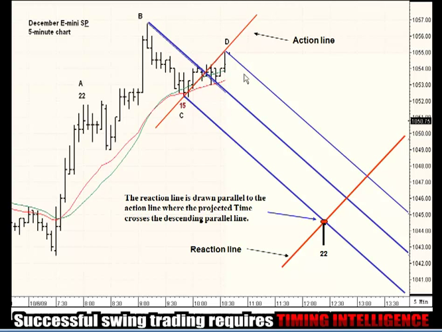The next step is I draw a line from the low at C to D, and then I use that line and I draw a parallel line right at where the time and the parallel line cross, and that gives me a reaction line. That gives me a target objective on the downside. This is a way to identify price when using the action reaction theory.